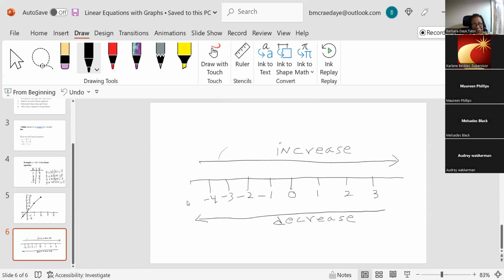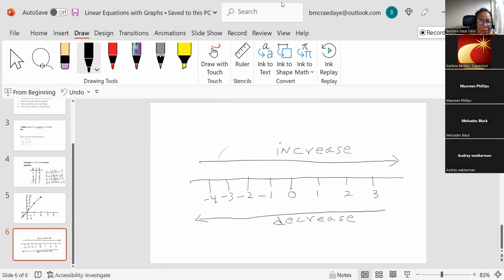Got it? Yes, ma'am. So always be able to draw the number line, because it gives you a nice point of reference. Put your 0 in the center, positive numbers on the right, negative numbers on the left. Decreasing farther away from 0 on the left, increasing on the right going away from 0. Okay, thank you. Got it? Yes, ma'am.